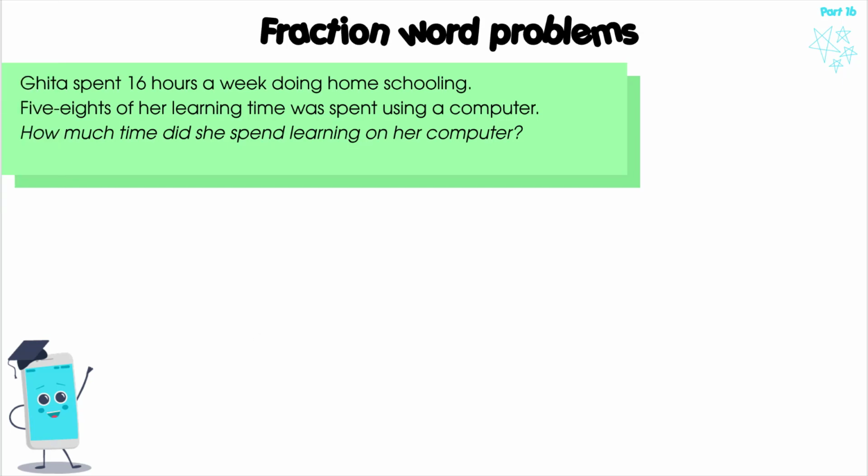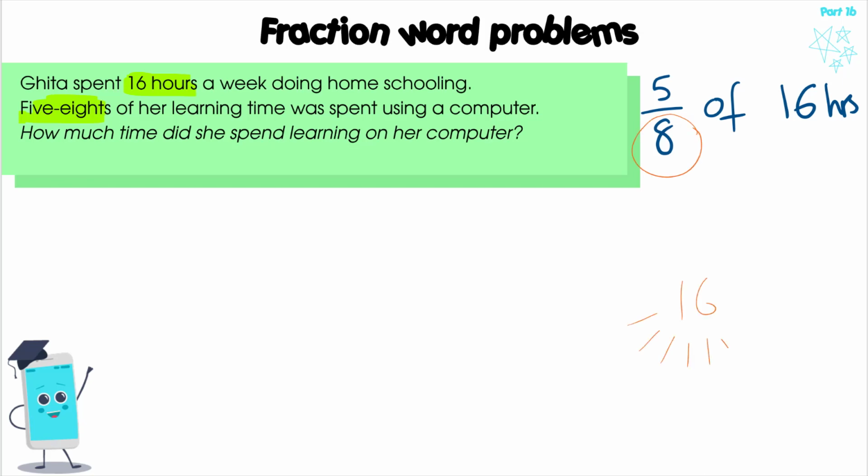Geeta spent 16 hours a week doing homeschooling. 5/8 of her learning was spent using a computer. How much time did she spend using a computer for her learning? So we've got 5/8 of her 16 hours. So we need to share our 16 into 8 groups. So 16 divided by 8.